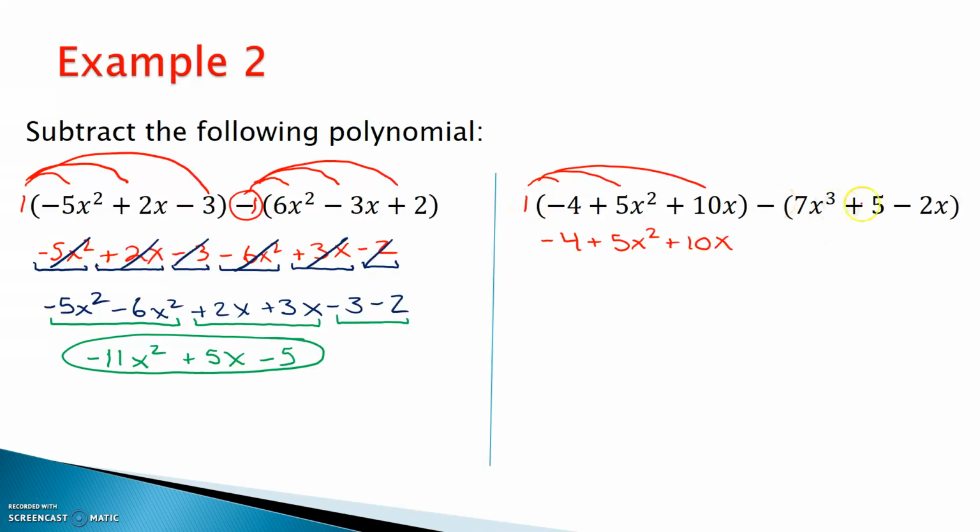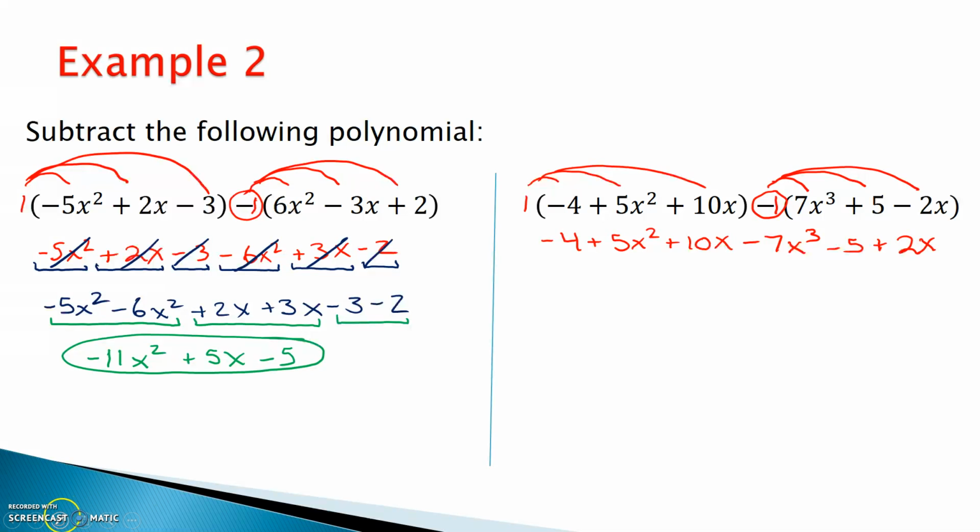Now, this one does matter. You can't just copy it right down. This is a negative 1. And again, you're multiplying by the coefficients or the constant. So what's negative 1 times 7? That's negative 7x to, now it's the third power. What's negative 1 times 5? That's going to be negative 5. What's negative 1 times negative 2x? Well, negative times a negative is a positive. 1 times 2 is 2x.